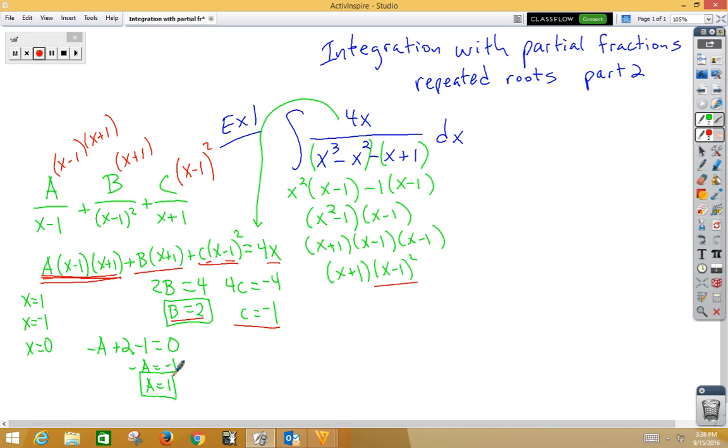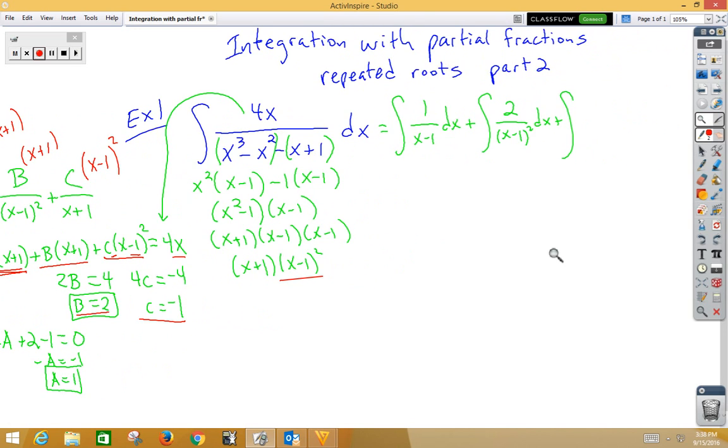I'm now ready to separate the original problem into 3 pieces. My first integral, I can have 1 over x minus 1 dx. My second integral, B value was 2, so I have a 2 over an x minus 1 squared dx. My third integral, I have a negative 1 on top, and on the bottom I would have an x plus 1 dx. Well, now I'm simply integrating these problems separately.